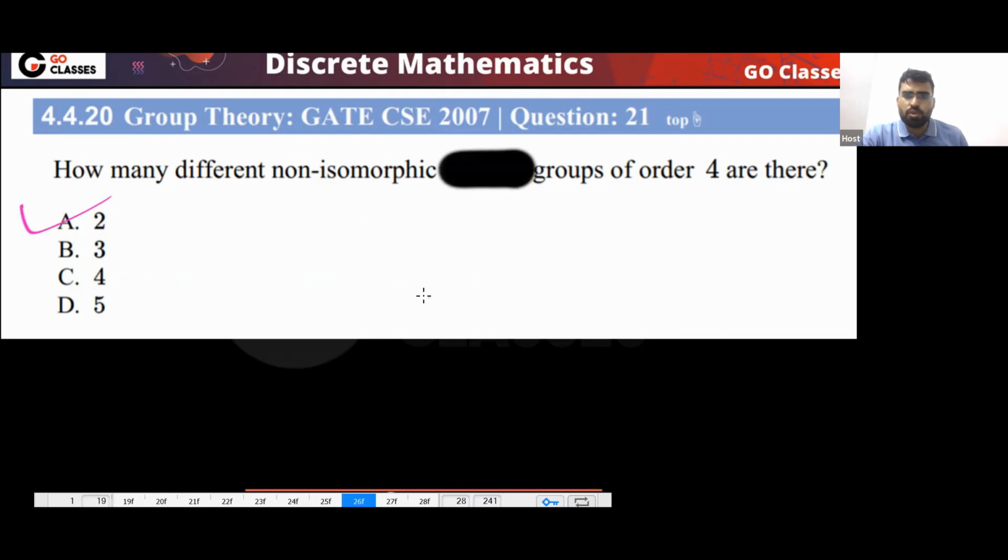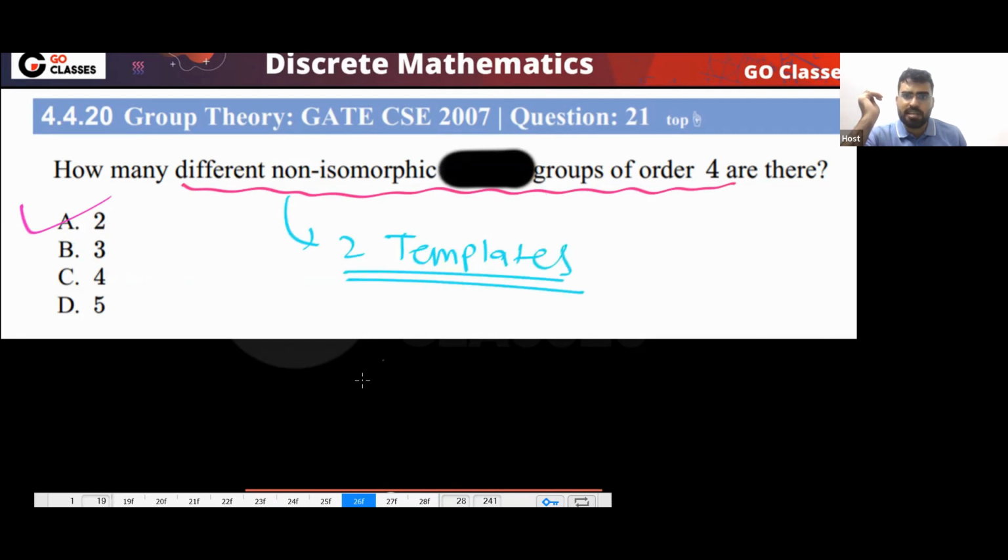And they can also ask you the templates. Only 2 templates you have. Okay, non-isomorphic, how many, of order 4. Remember, only 2 templates you have. There are only 2 templates, and these templates are important, remember. Okay, they can ask you these 2 templates.